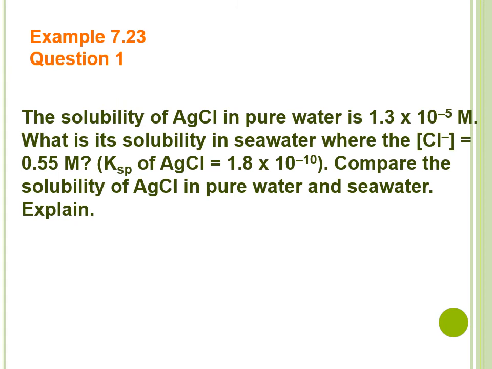Let's do example 7.23, question number 1. The solubility of silver chloride in pure water is 1.3 times 10 to the power negative 5 molar. What is its solubility in seawater, where the concentration of chloride ion is 0.55 molar? Ksp of AgCl is given 1.8 times 10 to the power negative 10. Compare the solubility of AgCl in pure water and seawater. Explain.